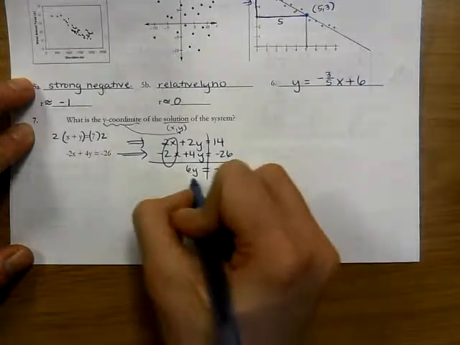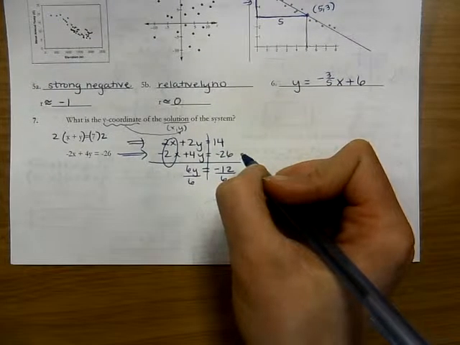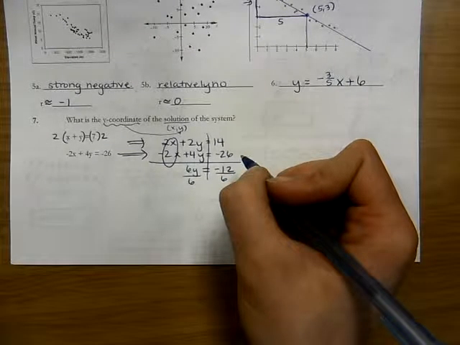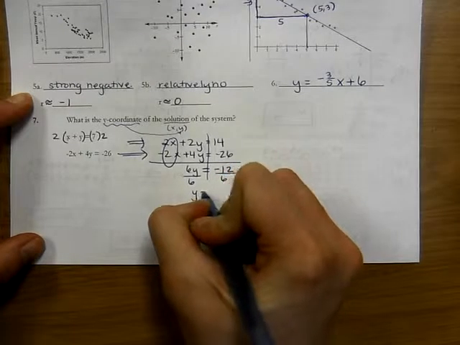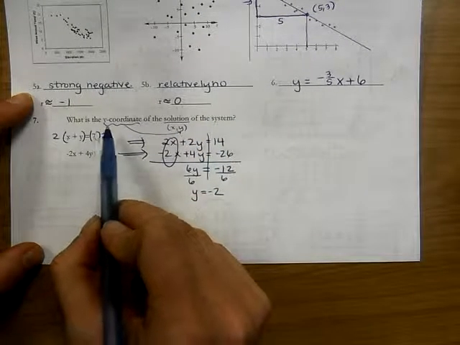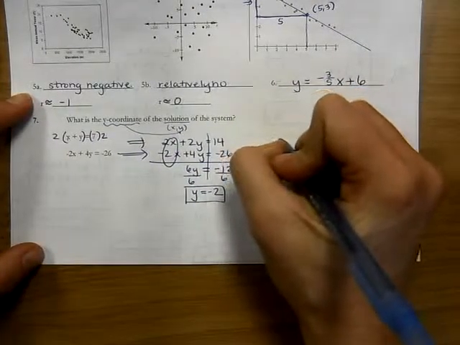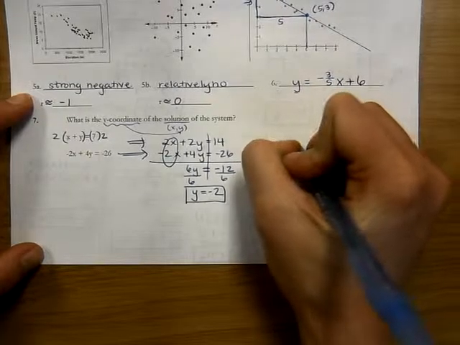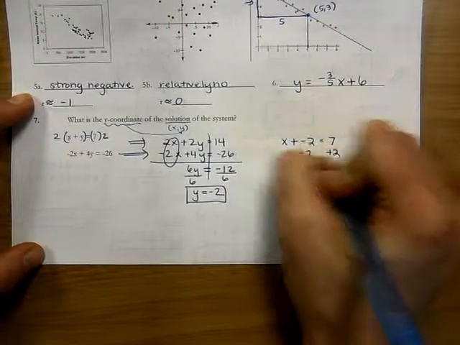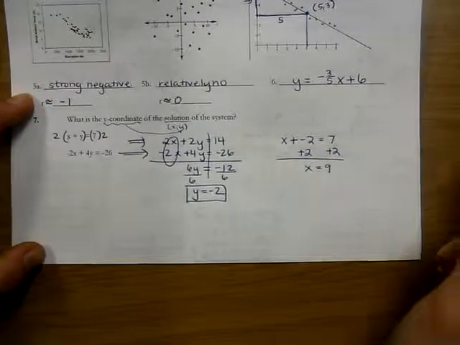When I divide by 6, divide by 6, I get that y is equal to negative 2. Now I could find the x-coordinate, that's fine, but it's asking just for the y-coordinate, so I'm actually done. If you were to finish the problem and actually find the solution, you'd substitute that back in. x plus negative 2 equals 7. I would add 2 to both sides and get x equals 9. But again, I'm just looking for the y-coordinate, so the y-coordinate is negative 2.